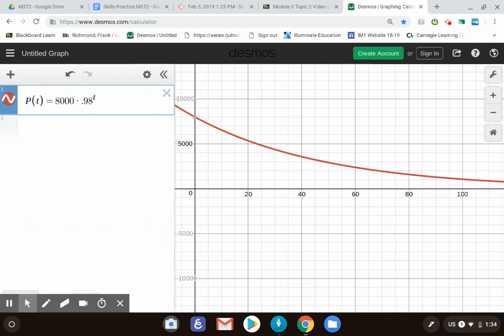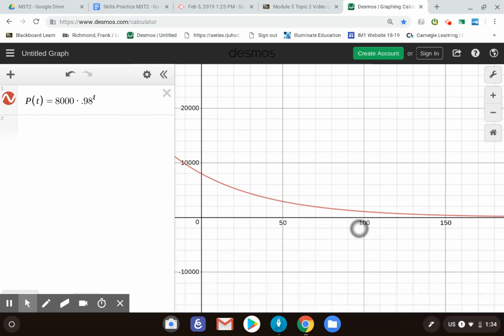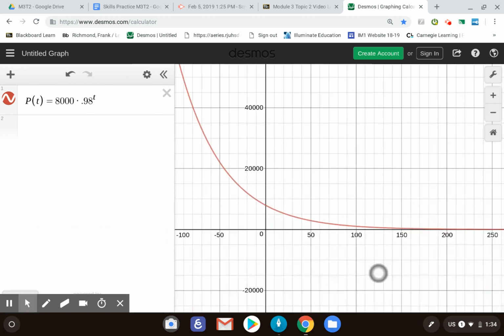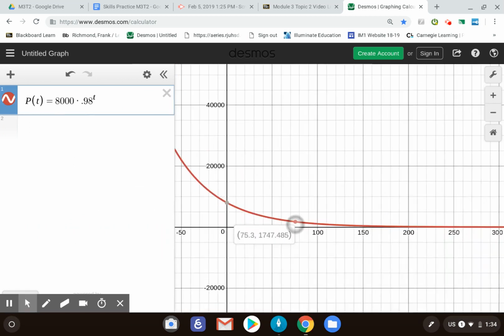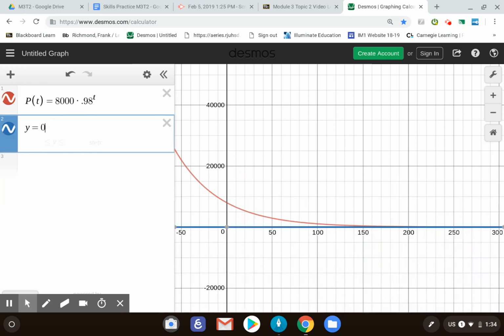Population is decreasing. You might also notice that the population never actually becomes less than 0. We have this asymptote right here. So our asymptote is just going to be when the population is 0. It's never going to go below this line. We're not going to end up with a negative amount of people.